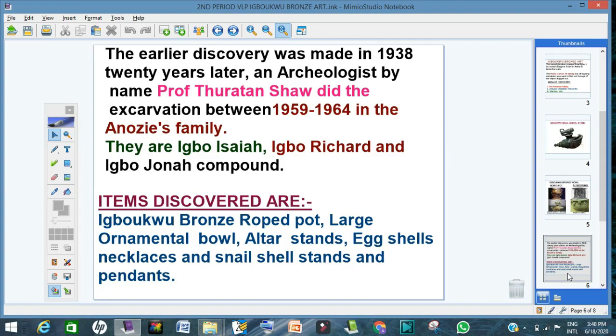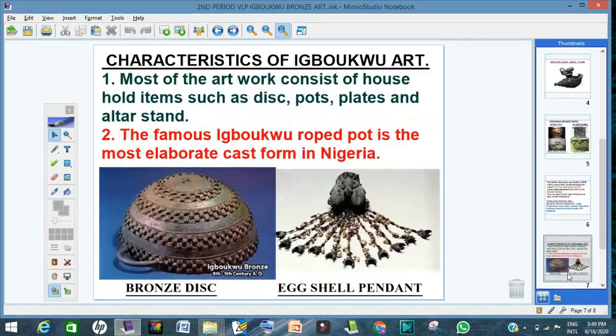Then what are the items discovered? We have the Igboukwu roped pot, which you have seen. You have the large ornamental disc, which you have seen. You have seen the altar stand, the eggshell, necklaces, animal snail shell, and pendants. These are the things that were discovered by them.